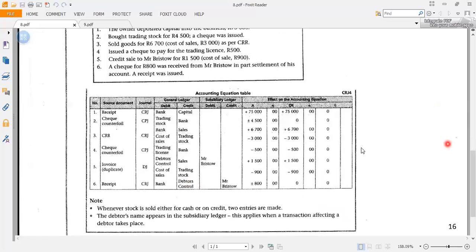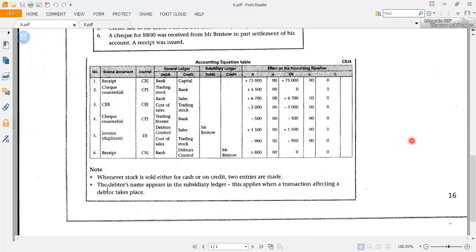Now, just take note of these few points here. Whenever stock is sold, either for cash or on credit, 2 entries are made. Remember, there are 2 amounts given to you, so 2 entries are going to be made. The debtor's name appears in the subsidiary ledger. This applies when a transaction affecting a debtor takes place. Okay, for now, don't worry about the subsidiary ledger. Okay, learners? Let's go on to page 17 of your resource pack.